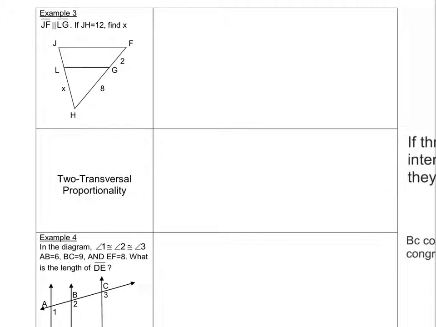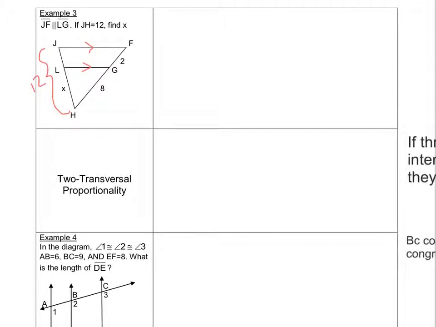Now for our last example using the triangle proportionality theorem. Now for example 3, they start by saying that the two lines are parallel. So I know I'm going to use these. Since those two lines are parallel, I know that the sides are proportional. 8 is proportional to 2, as x is to whatever this is. So let's see what they've given me. JH is 12. So that means this whole side is 12.